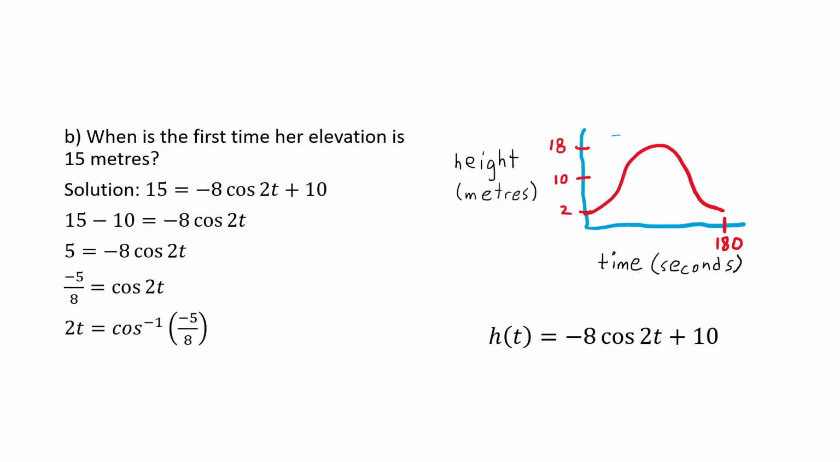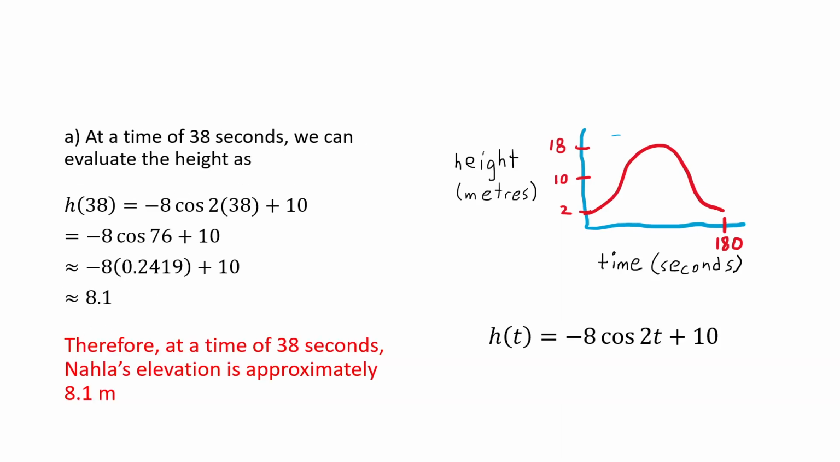Well, that's awesome. So now for part A, it says at a time of 38 seconds, what is her height? What's her elevation above the ground? Well, all we have to do is plug in 38 for t. 2 times 38 is equal to 76. So our order of operations is to determine the cos of 76, and then multiply that by negative 8 and add 10. And when we do that, we get approximately 8.1.